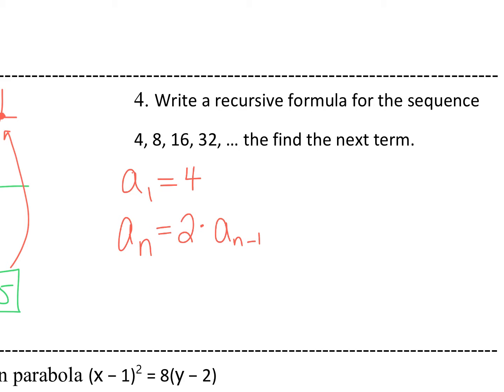Oh, and they want you to also find the next term. Okay, let's read the whole problem. So we wrote the recursive formula and then find the next term. All I do is times this by 2, and I get 64. So there you go. What would that be? 1, 2, 3, 4. So A5 equals 64 because it's the 5th term. That's pretty bad. Let's write a better A5. Good.